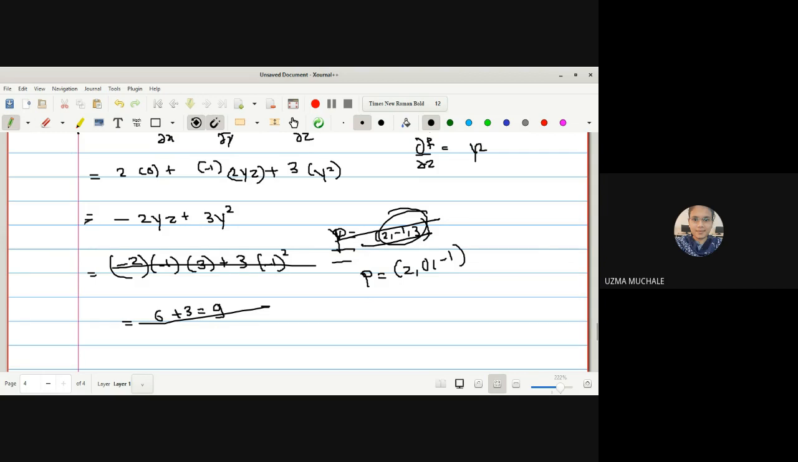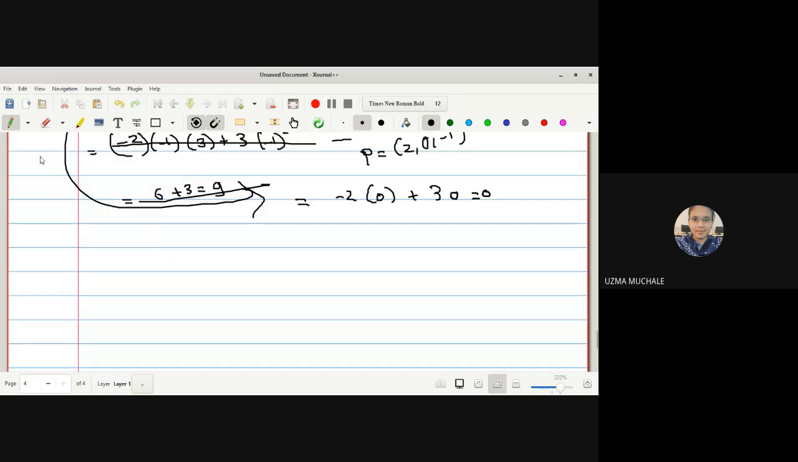Okay, so put the value here: minus 2 into what is the value of y? It is 0. Plus 3 into what is the value of y? Again it is 0. So the resultant is 0. You can check back what we have done with the help of the definition. We get the value of the directional derivative 0 there. Here also we got the same value. Okay. Let us do the same thing for example 2.